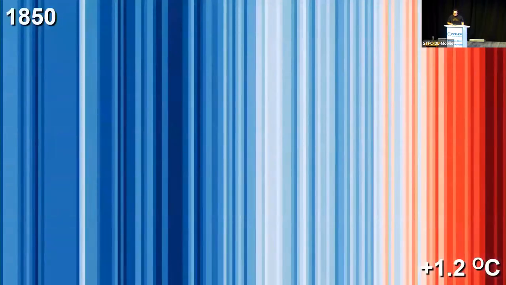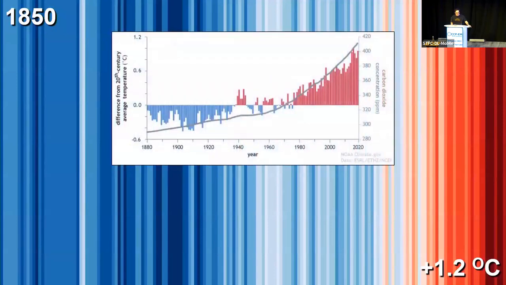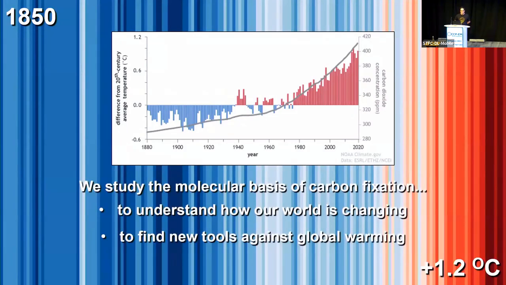Okay, so I hope you all know that our planet is warming very rapidly, too fast, too much. And this is caused by human-made carbon emissions in the past 150 years or so. And in this context, our group studies the molecular basis of carbon fixation. How is it done in nature and in different ways? And we do this because we want to understand how our world is changing, and hopefully we can find some new tools that we could use against global warming.